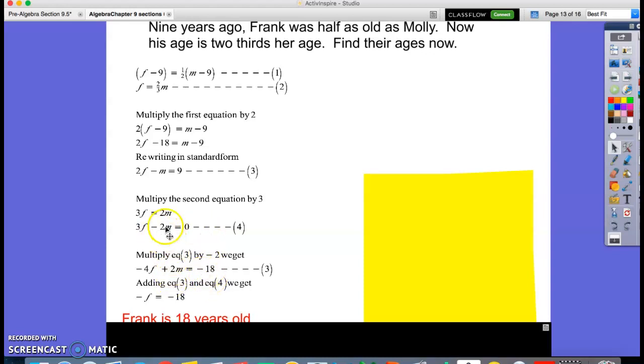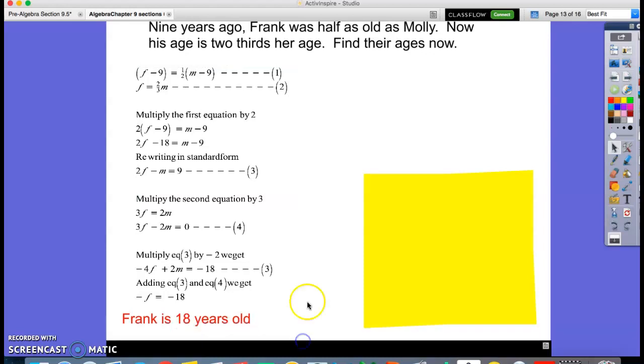When I add these two, the M term cancels out. So all I have is 3F minus 4F, which is minus F, equals negative 18, or Frank is 18 years old. Now we know Frank is 18 years old. Now how do I find Molly's, right?